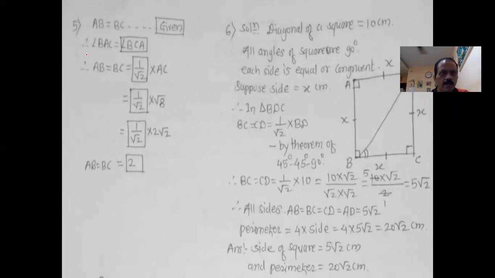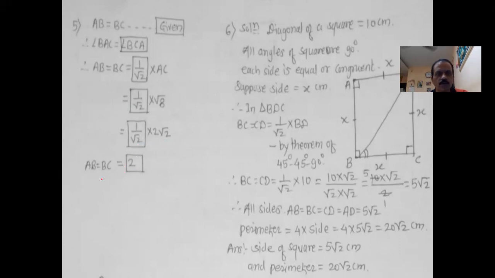This is given. Now angle BAC, the angle opposite segment AB, and angle BCA are also congruent, because the measure of each angle is equal to 45 degrees. Now AB is equal to BC is equal to 1 upon root 2 times AC. Then substitute the values: 1 upon root 2 times root 8. Root 8 is root of 4 times 2, and the square root of 4 is 2, so we get 2 times root 2. Then the root 2 of the denominator and the root 2 of the numerator get cancelled, and only 2 remains.